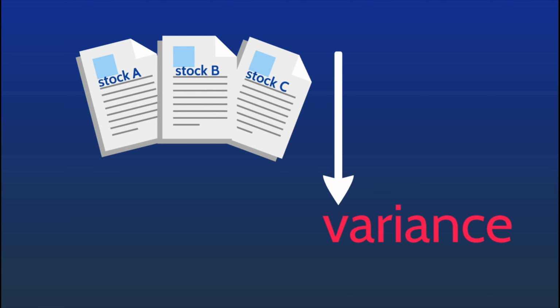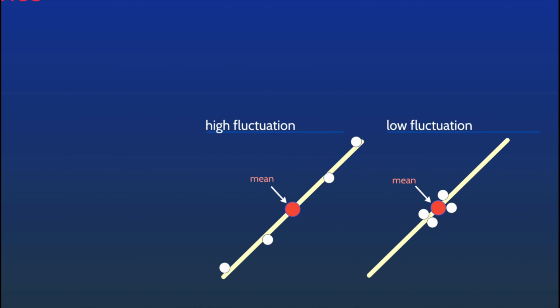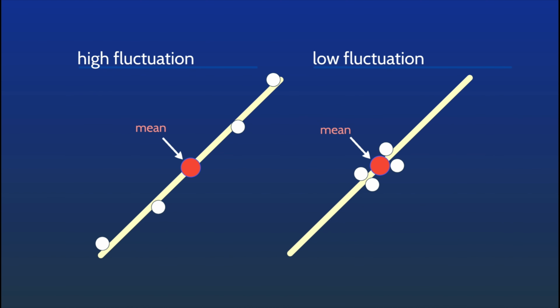It's actually quite simple. Variance measures the fluctuation around the mean. The greater the fluctuation, the more unpredictable the price movements of the security. Securities with lower fluctuations are easier to assess and therefore less risky.